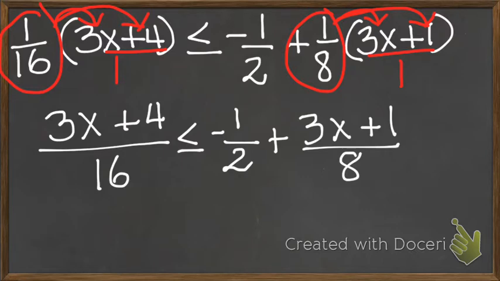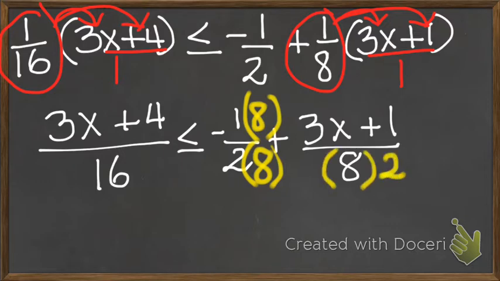Now we have to find a common denominator. The common denominator is 16. 16 divided by 2 is 8, so we put 8 on the bottom and 8 on the top. 16 divided by 8 is 2. We put 2 on the bottom and 2 on the top.